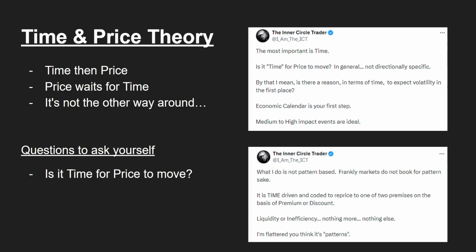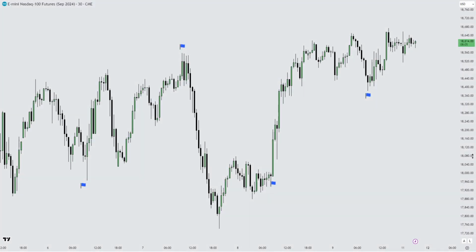And we're going to take a look at a price chart, and I'm going to show you the validity of time over price. So I'm going to show you guys why time is more important than price. Now, if we take a look at these blue flags, these represent key times of the day. This represents 9:30, 9:30, this is 8:30, and this is 8:30. Now, why are these times? We're just going over 2 times in this video, but I just want to show you guys that price waits for time. So it's not the other way around.